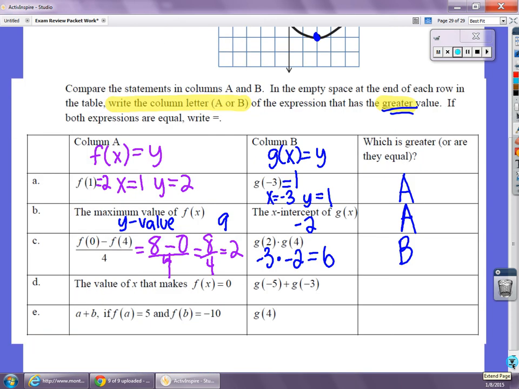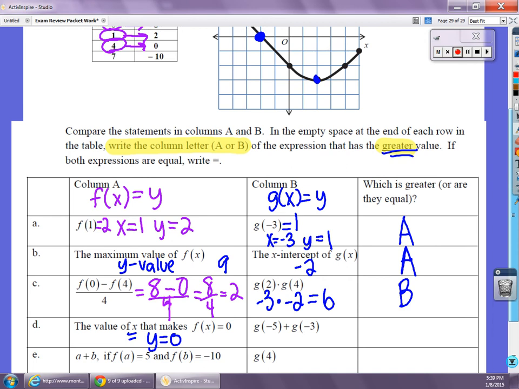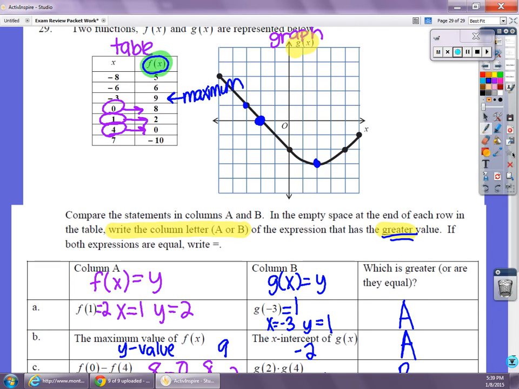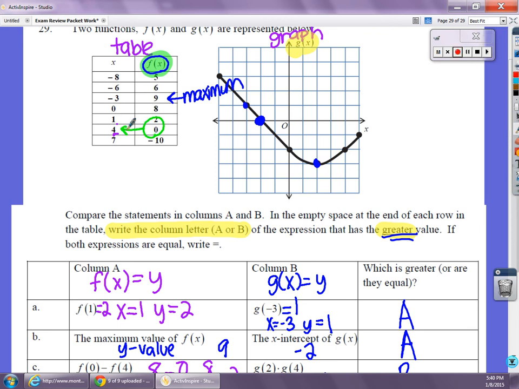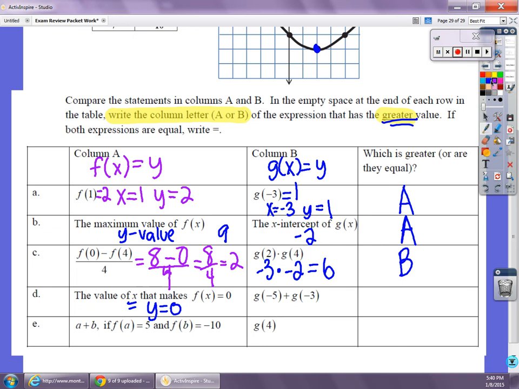Part D, the value of x that makes f of x equal 0. So what do we have here? We're looking for x. X is unknown. That means we know that y equals 0. So that's going to be our right column here on the table. So we're actually going to go the opposite direction here. We know that y equals 0. Let me color here, erase my old stuff. So we know that y equals 0. And the x value that occurs there is 4. So when y equals 0, x equals 4.